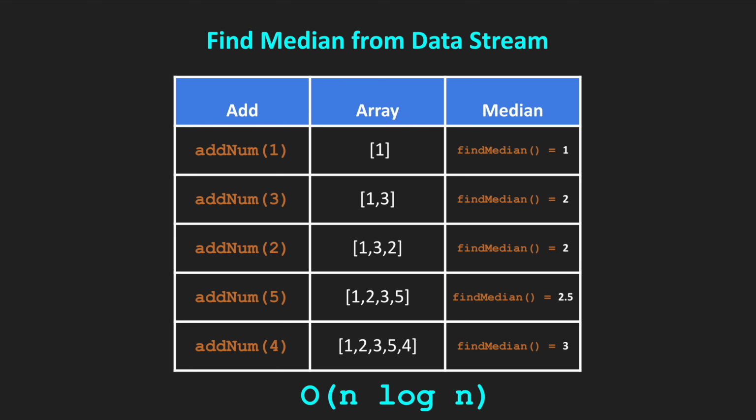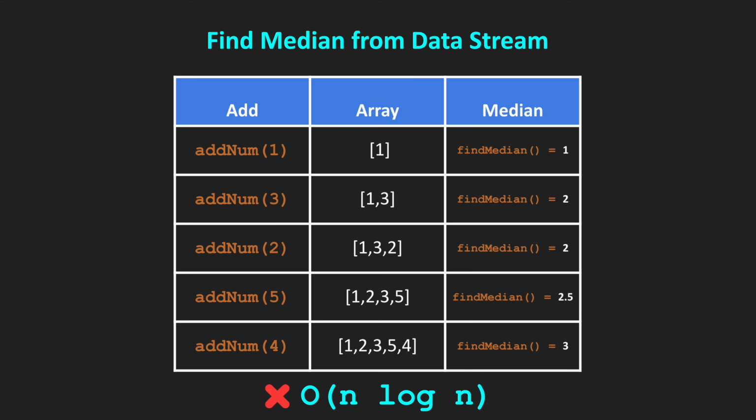So what's the problem with this approach? The problem with using an array for storing our data stream and for returning a median is that every time we call the addNum function, we need to sort our array. So our time complexity, even if we use the best sorting algorithms, let's say merge sort or quick sort, is going to be O(n log n). So we cannot use this approach, so we cannot use this array.